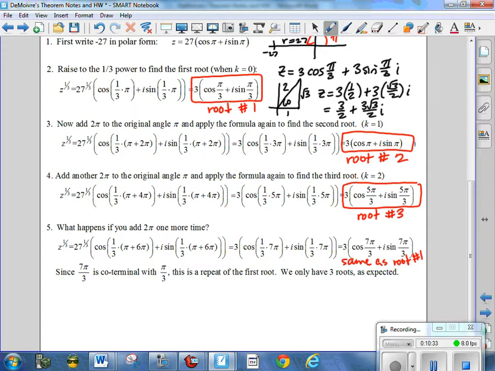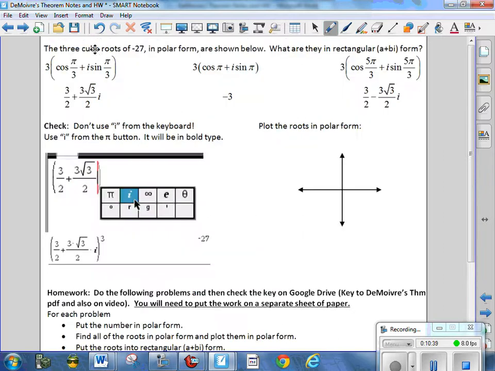So in rectangular form, that's what it would look like. And if you flip over to the next page, you will see I have the 3 roots listed in polar form, and then I have the 3 roots listed in rectangular form. Notice that cosine pi plus i sine of pi, this would just be a radius of 3 in the direction of pi, that would just be -3. I could also think of that as 3 cosine of pi would be -1 plus i sine of pi would be 0. And so that gives me -3.